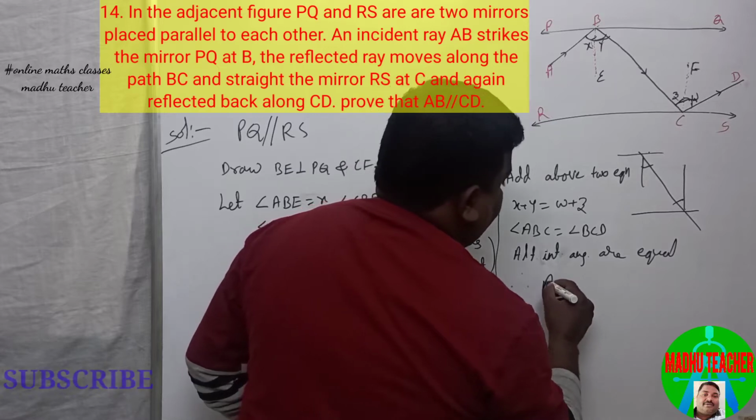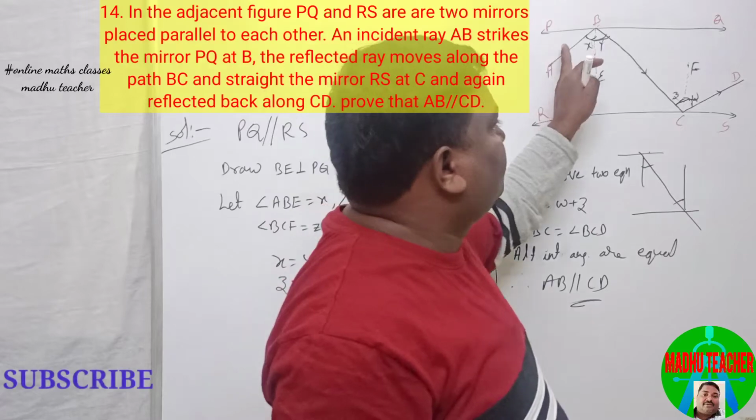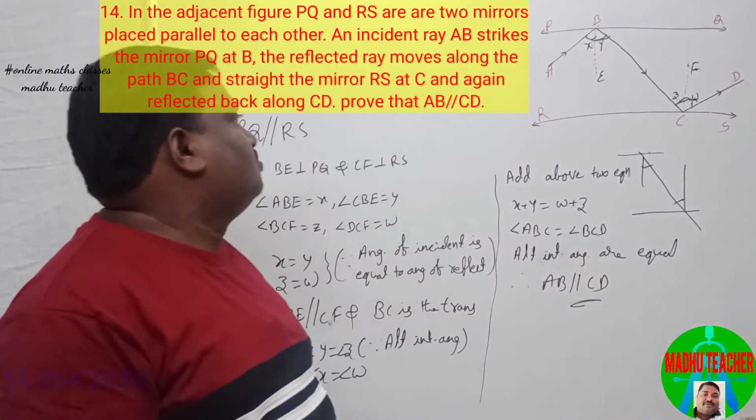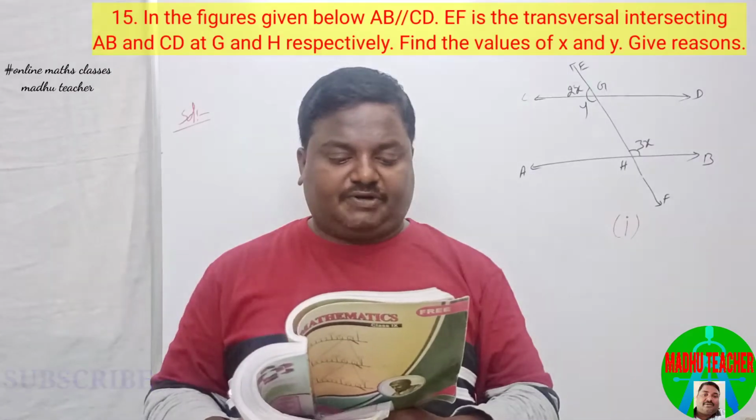Therefore, the lines AB is parallel to CD. This is the 14th one. So next, the 15th one.